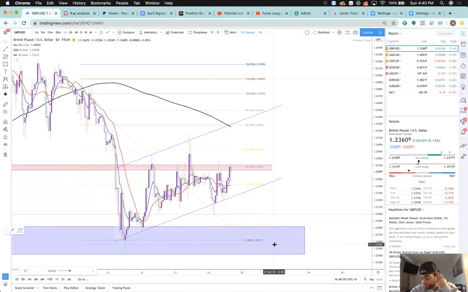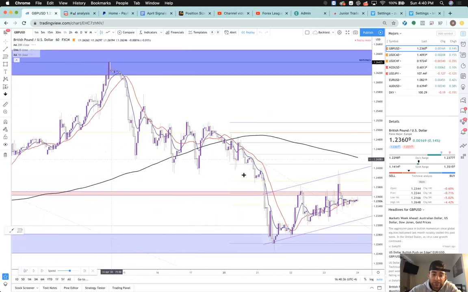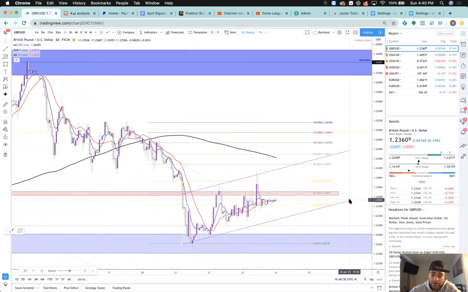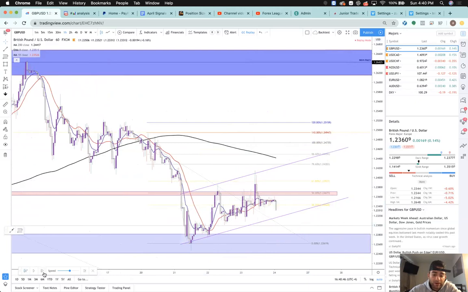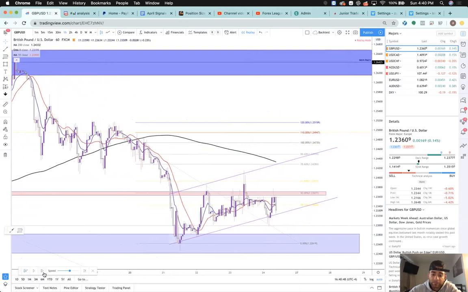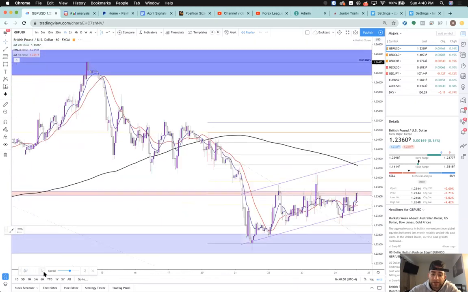Last week I had drawn this flag a little bit differently actually. Before all of this happened, I had drawn this flag up here like this, and I was looking at this as a break. But this looks a little bit better how I have drawn it now. So we're just gonna wait for some more confirmation here, guys.